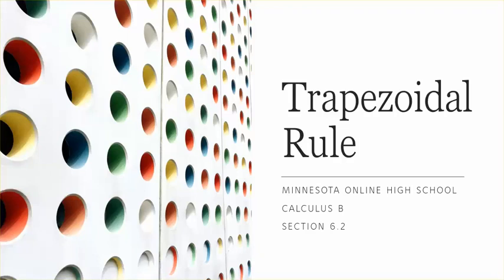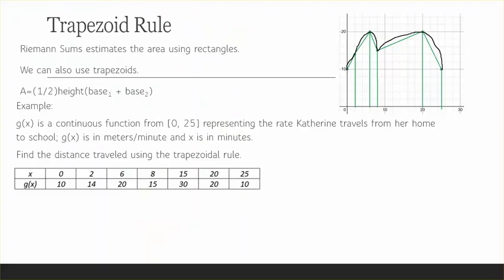Hello, calculus students. This is section 6.2, the second part, looking at the trapezoidal rule. So far in this section, you've used rectangles and Riemann sums to estimate the area under a curve. We can also do this using trapezoids. Remember from geometry, the area of a trapezoid is 1/2 times the height times the sum of base 1 plus base 2. So let's look at an example that we actually did before in Riemann sums.